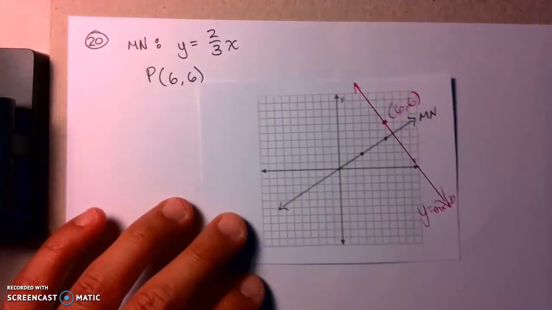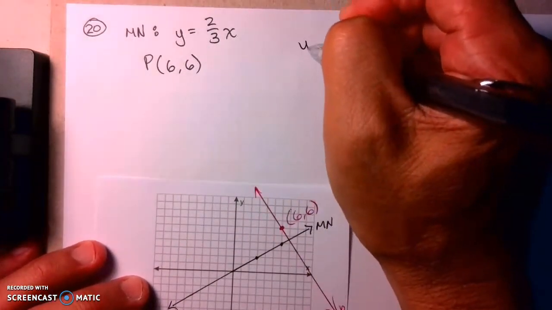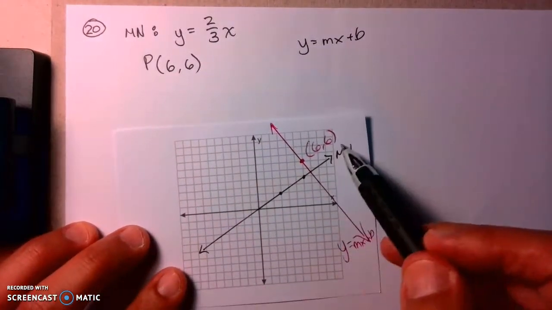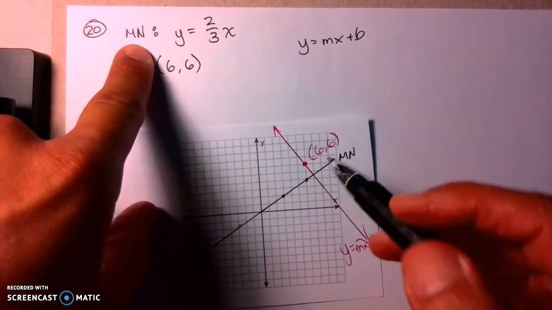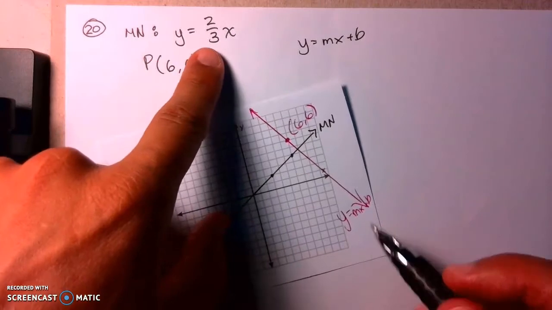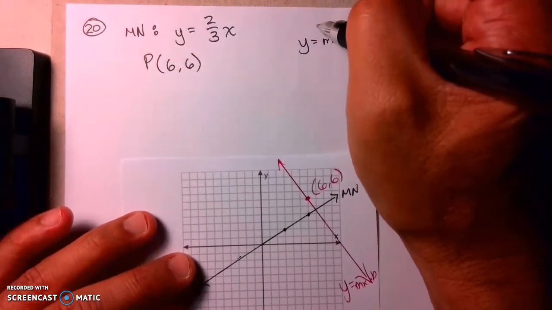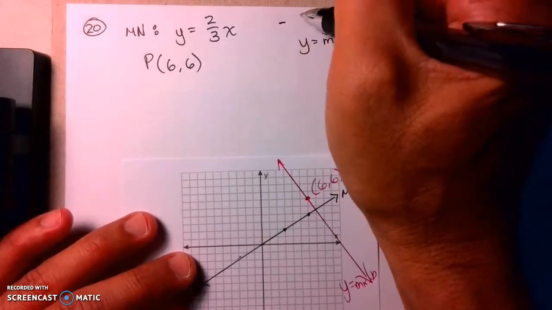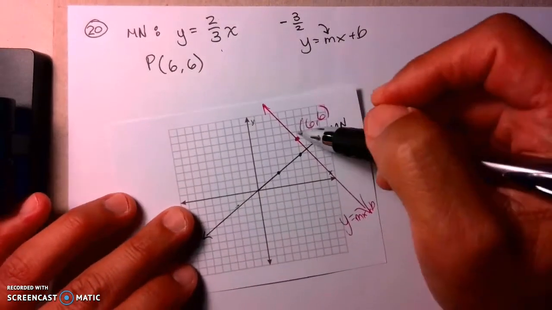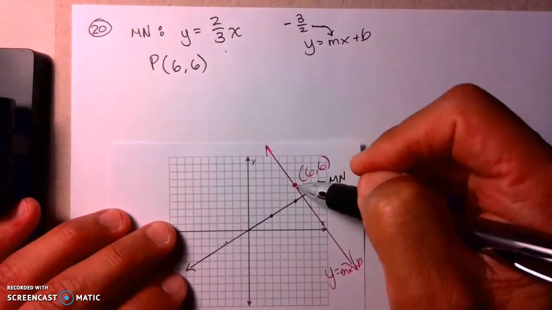All equations need to be in this form of y is equal to mx plus b. If it's meant to be perpendicular to line MN, these two lines would have opposite reciprocal slopes. MN has a slope of positive 2 over 3, so this slope is going to be the opposite, which means negative reciprocal, 3 over 2. So opposite reciprocal. That would make this pink line perpendicular. And then it does pass through point (6, 6).